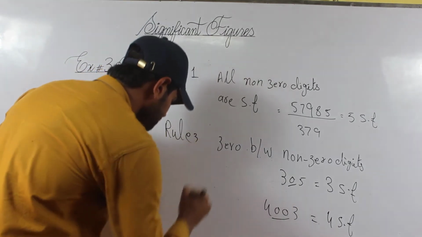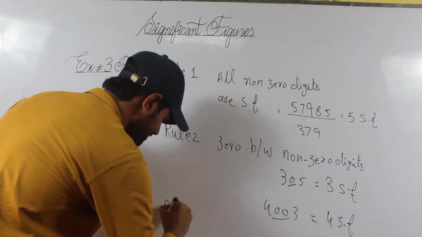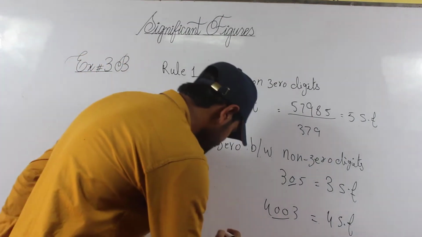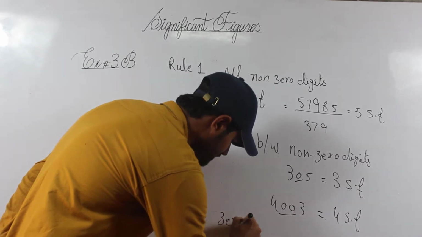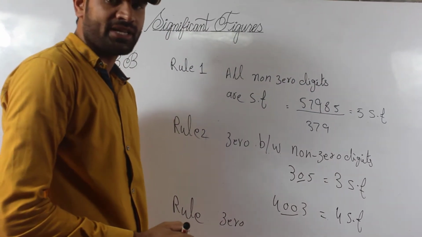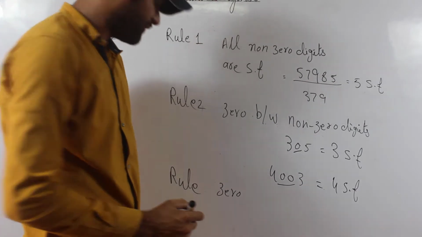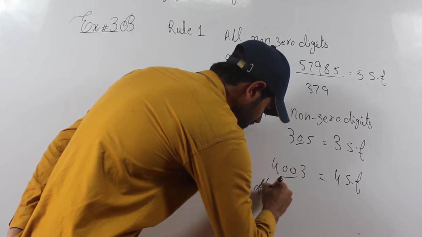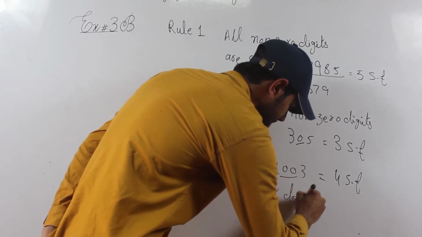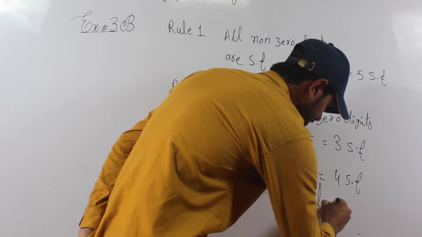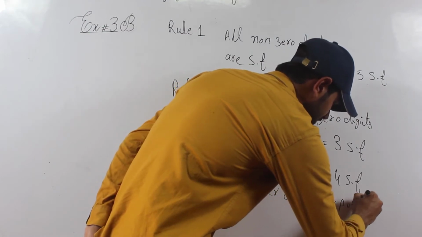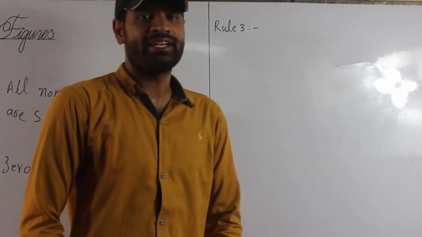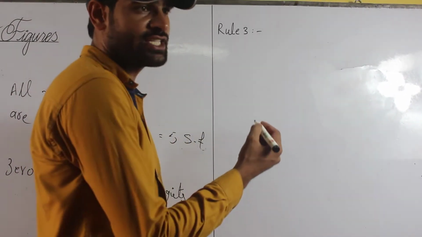Third rule: zeros after the decimal point are also significant figures. Rule 3 and 4 are about decimal numbers.